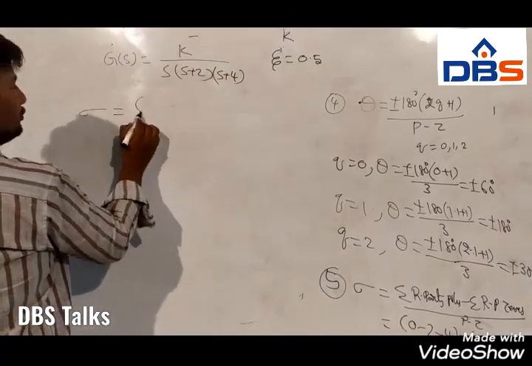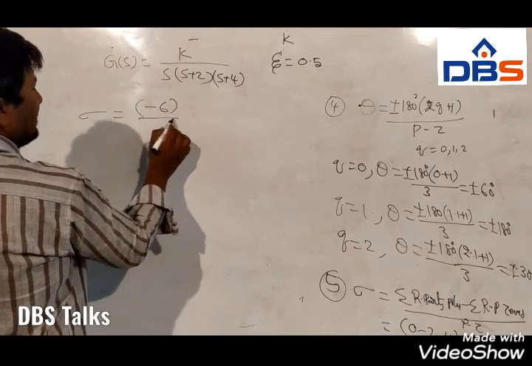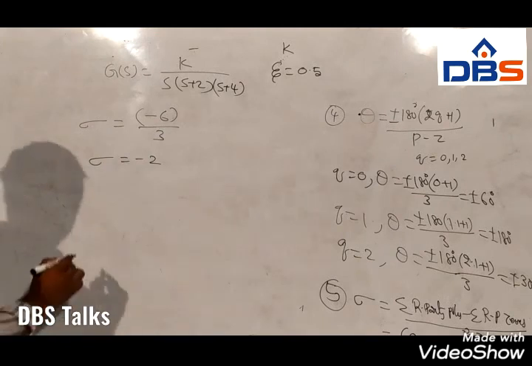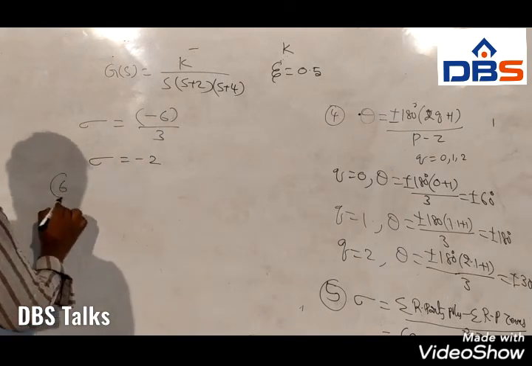So centroid equal to minus 6 by 3, that is equal to minus 2. Centroid equal to minus 2.